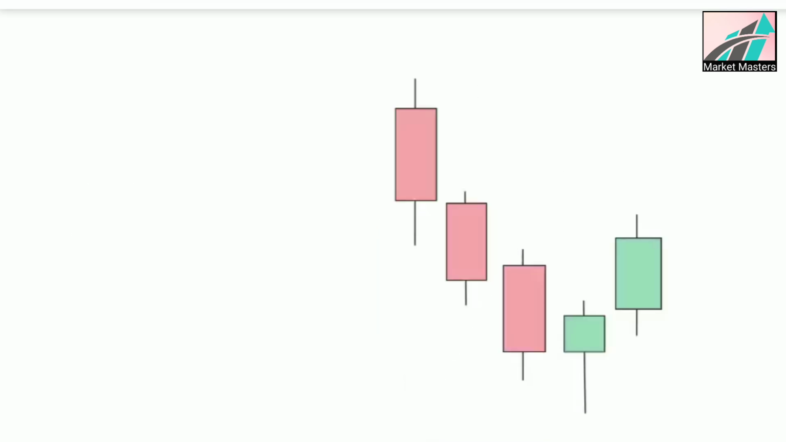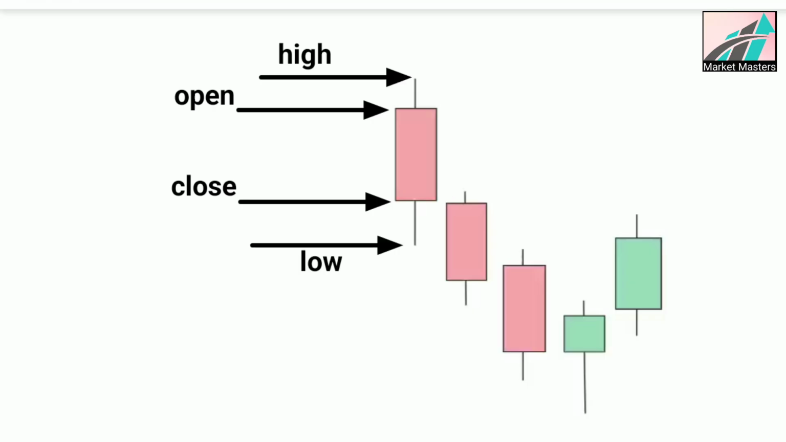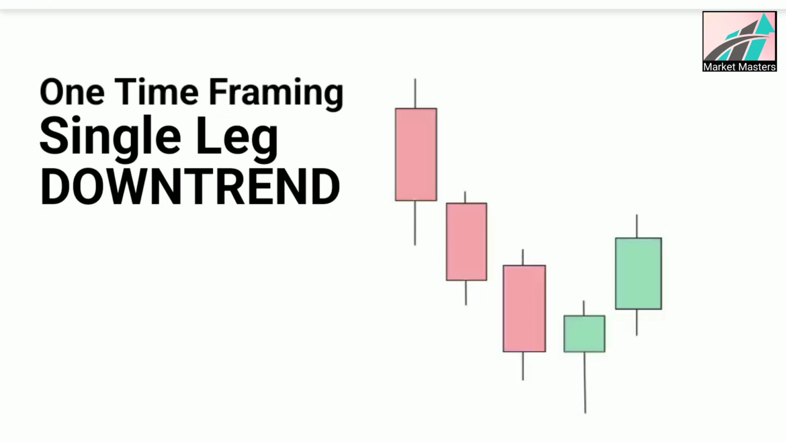The red candle is the opposite of the green candle. It opens higher and closes lower. The high and low remain unchanged, no matter the candle color. The top of the wick represents the high, and the bottom of the wick represents the low. Here we have a one-time framing single leg downtrend.